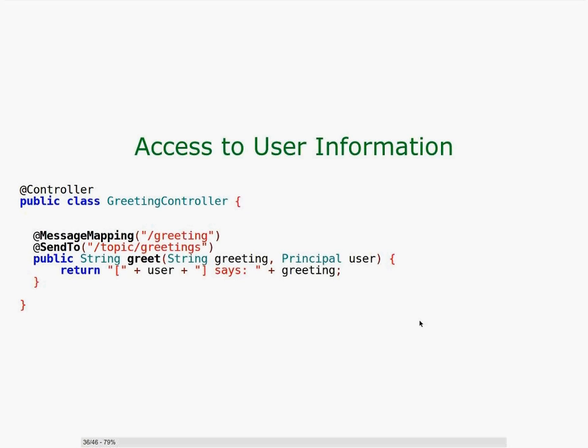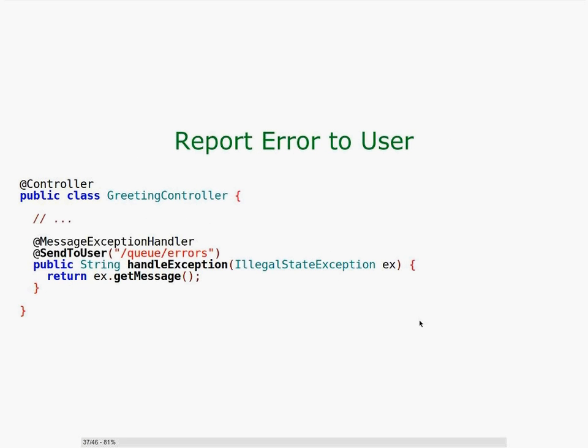And also you can respond with information about who this message is actually coming from. Another common thing to do is reporting errors to a user. You can see an example of the message exception handler annotation here, which is very similar to the Spring MVC exception handler annotation. We're going to handle exceptions from the controller here, and we're going to respond with an error that should be delivered only to that particular user who sent the message being handled that resulted in an exception.